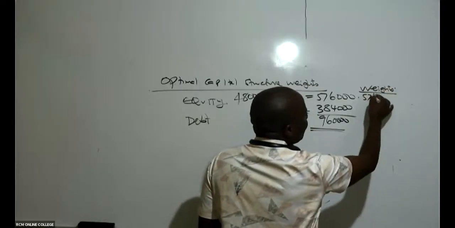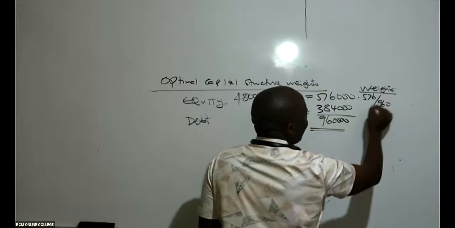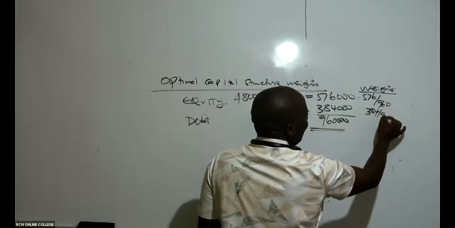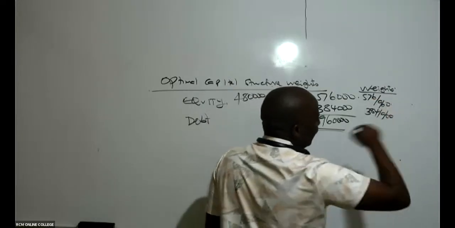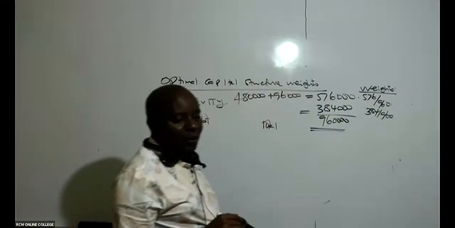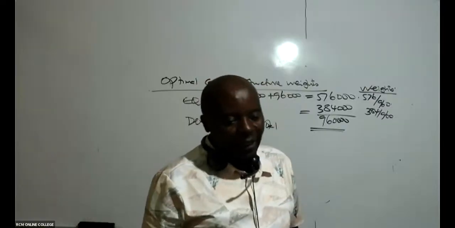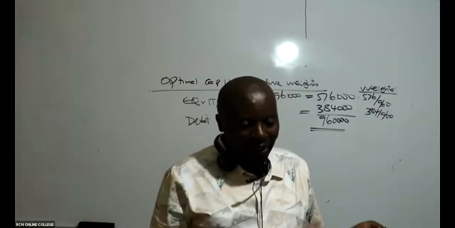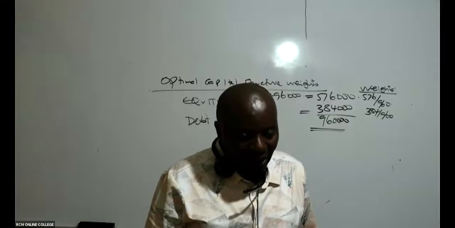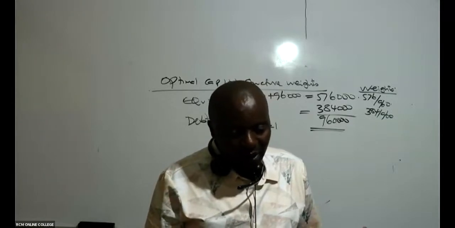So this will be 576 over 960. This will be 384 over 960. If you wish, you can put those 3 zeros, but I've just chopped them. So is there someone who can give me these weights in 2 decimal places, or even 4? It doesn't matter. Exactly 0.6.